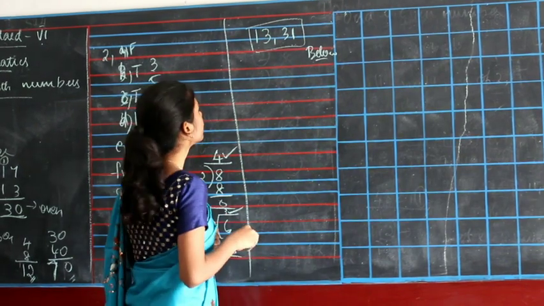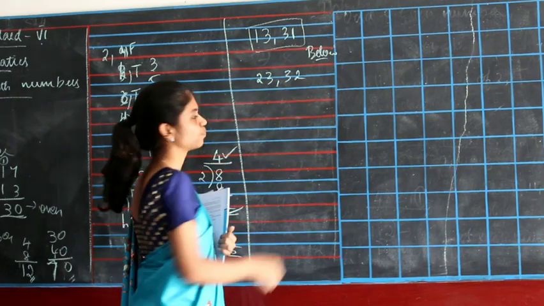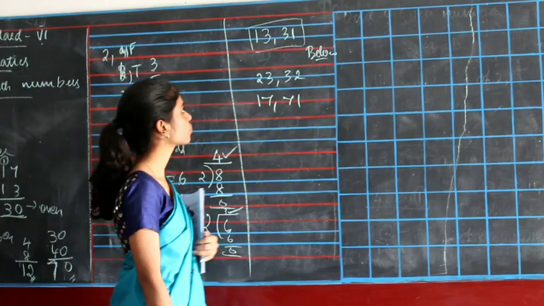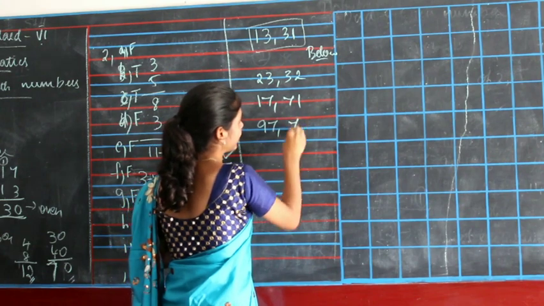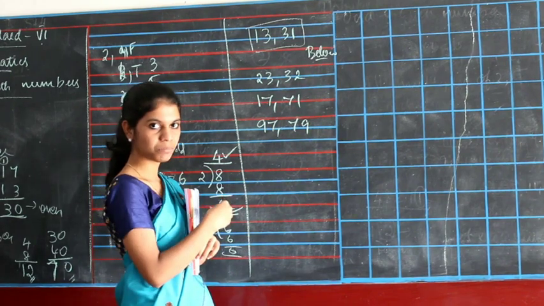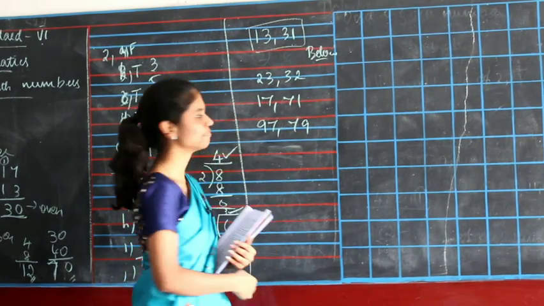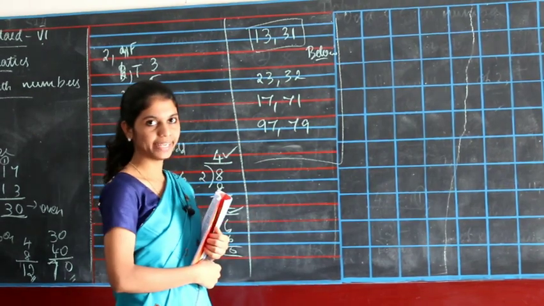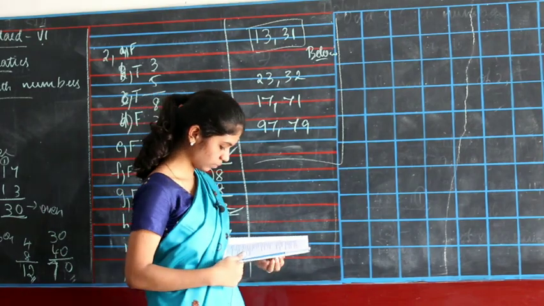You can say that 23 and 32, 17 and 71, and 97, 79. By the sieve method, you can actually find more numbers like this, and 33 also, oh no. So like this, you can find more numbers. Okay. So next question.